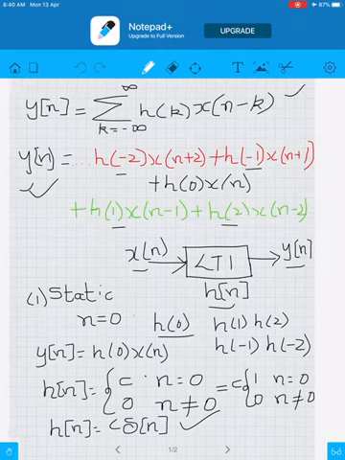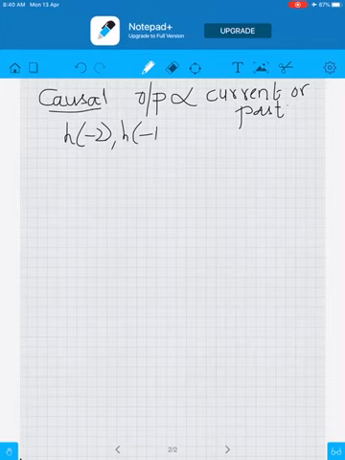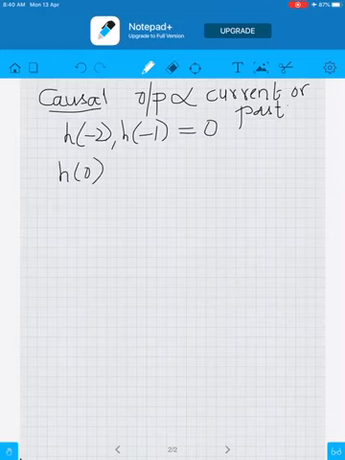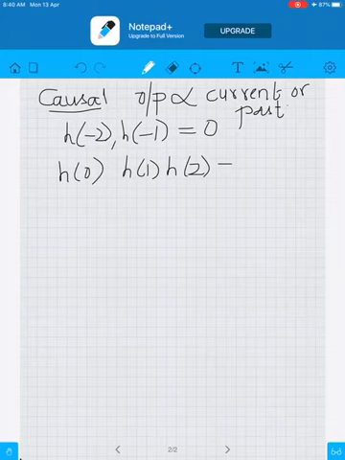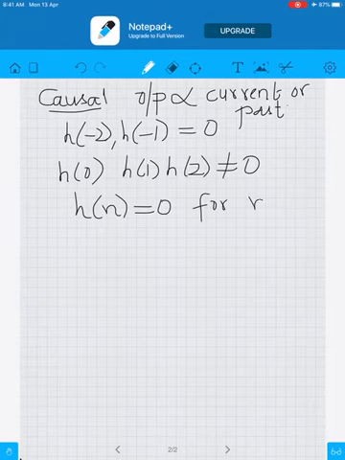So if the system is said to be causal, then from that equation, h of minus 2, h of minus 1, h of minus 3, everything should be equal to 0. What about the other terms, h of 0, h of 1, h of 2 and so on? They need not be equal to 0. These terms can be there. In other words, if the impulse response h of n is equal to 0 for n less than 0, then the system is said to be causal.